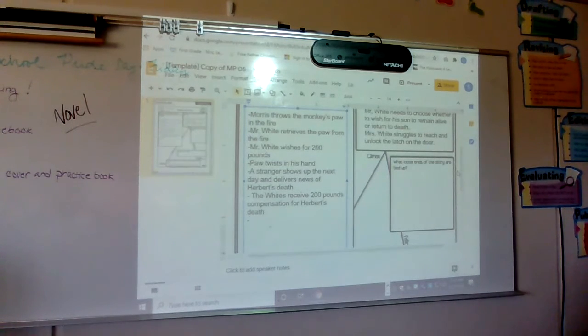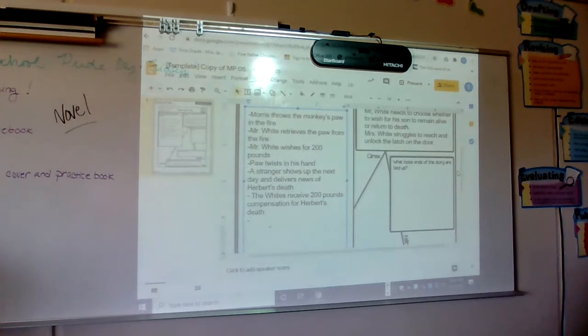What happens after they find out their son is dead? They hold hands. Okay, is that a major event? Probably not. It's a detail, but is it something that really affects the plot? No, so we're not going to include that, but I'm glad you said that.